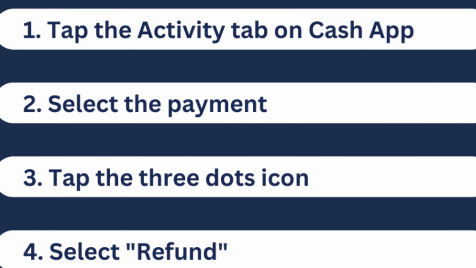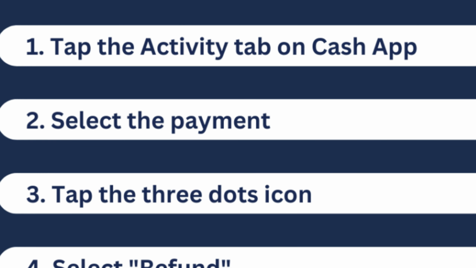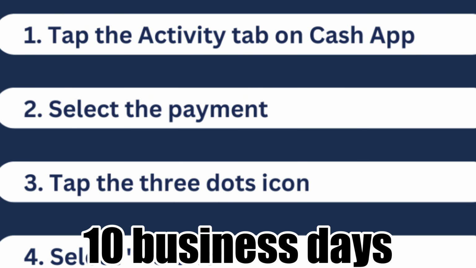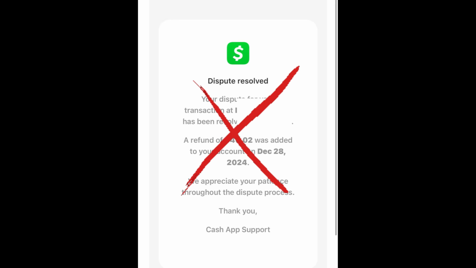Step 5, wait for the investigation. Cash App may take up to 10 business days, or they might issue a temporary refund while investigating. It depends, so you have to wait for that. Now, important tips: don't file multiple disputes at once, as it can delay or reject your claim. Refunds for in-app purchases are harder after 48 hours, so make sure you do these steps within 48 hours for best chances.